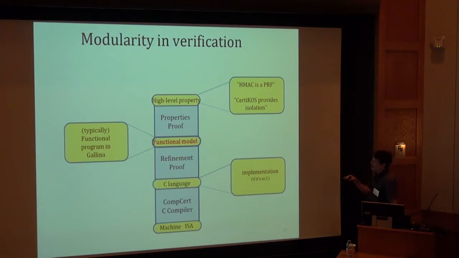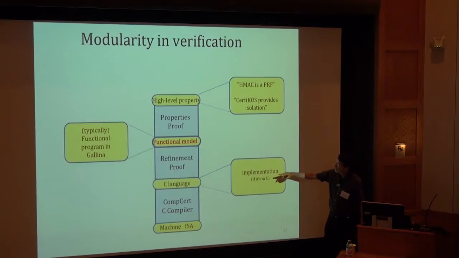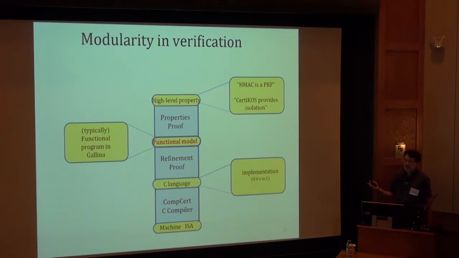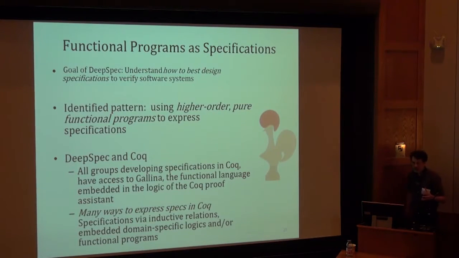And instead of directly, in one step, verifying that the C program has the high-level property, we typically build a functional model of the C program. This might be a pure function in a functional programming language. Sometimes it's something else, like a state machine or whatever. And we do the verification in 2 layers: that the imperative program implements the functional model, and that the functional model has the high-level properties you want. So this idea of functional programs as specifications is a kind of design pattern in verification.